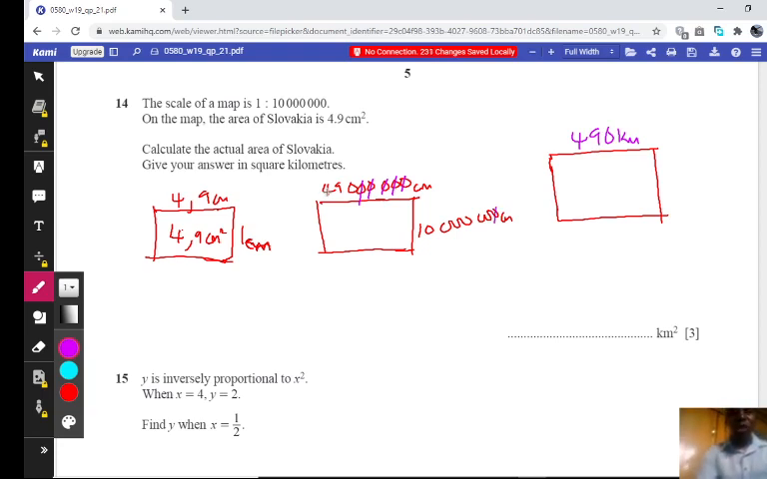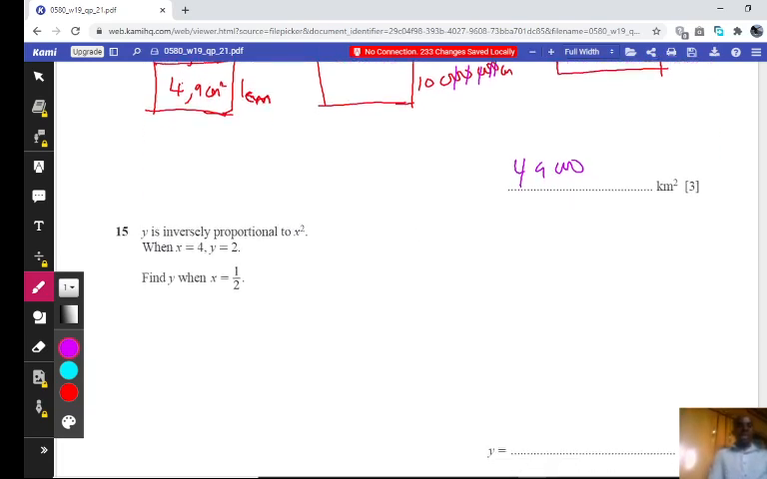Then 10 million, you also do the same. First, you cancel two zeros. Then you cancel three zeros. So it will be 100 kilometers. Then it's now easier to find the area in kilometers. Just say 490 times 100. It will be 49,000 square kilometers. So that will be your answer. All the units are already given. So it's 49,000 square kilometers.